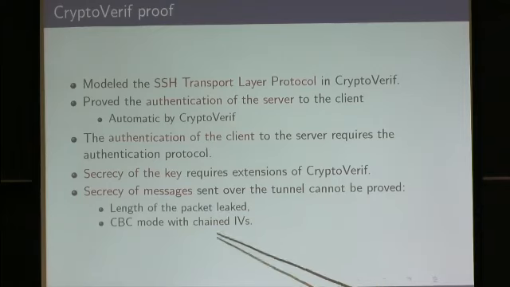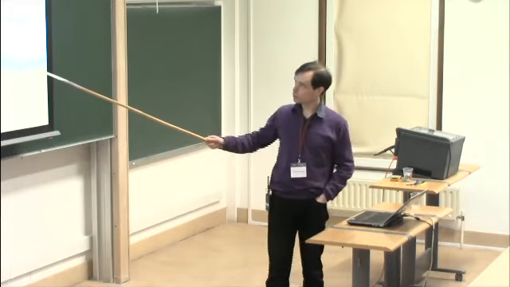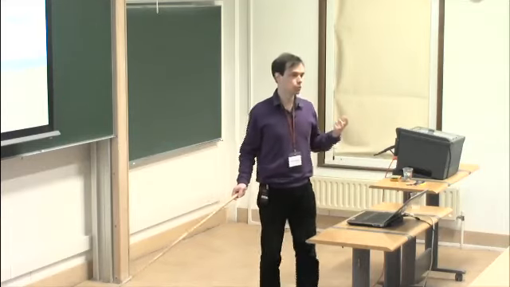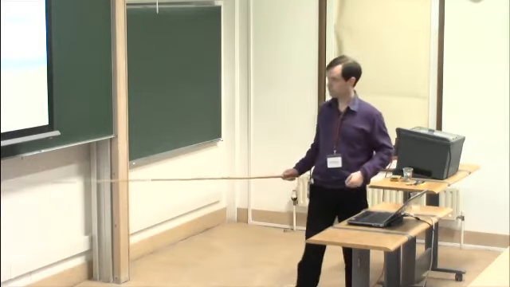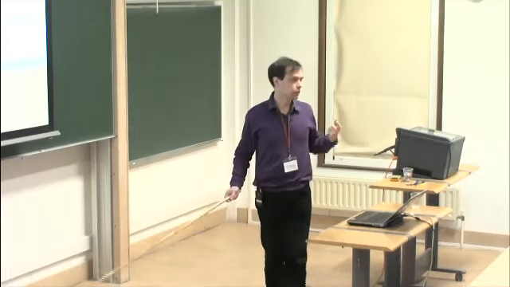So two problems. One problem is that when you receive a packet, you first need to know the packet length, which is here, to determine until when you need to read your message before you can check the MAC. To determine this packet length, since it is encrypted, you need to decrypt the first block of the message. And so for that reason, you can leak, in fact, the packet length.